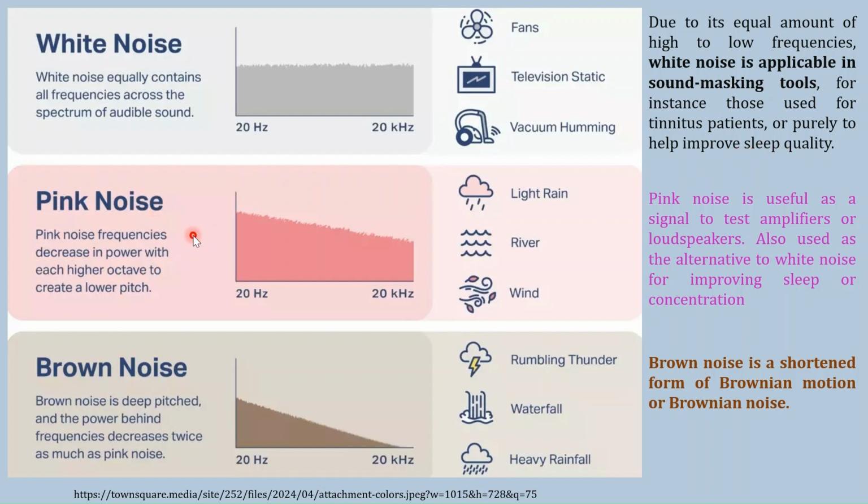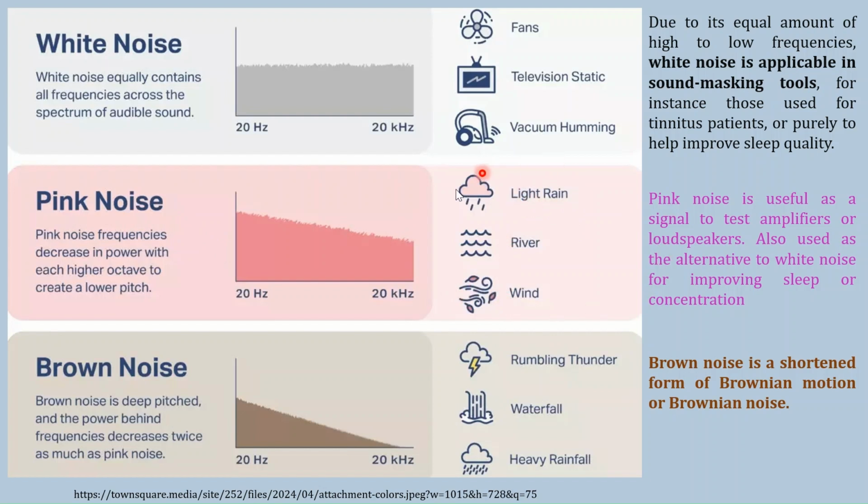Now coming to the pink noise, in the pink noise frequencies decrease in power with each higher octave to create a lower pitch. यानी कि अगर हम 20 Hz to 20,000 Hz की बात कर रहे हैं तो सबसे ज्यादा इंटेंसिटी जो है that will be for the sound which is having the lower frequency. लेकिन जैसे जैसे frequency increase हो रही है sound intensity that will decrease. अब यहाँ पे जो decrease है that has been observed to be a decrease of 3 decibel per doubling of the octave band. The example of the pink noise is the sound generated because of the light rain or river or wind.